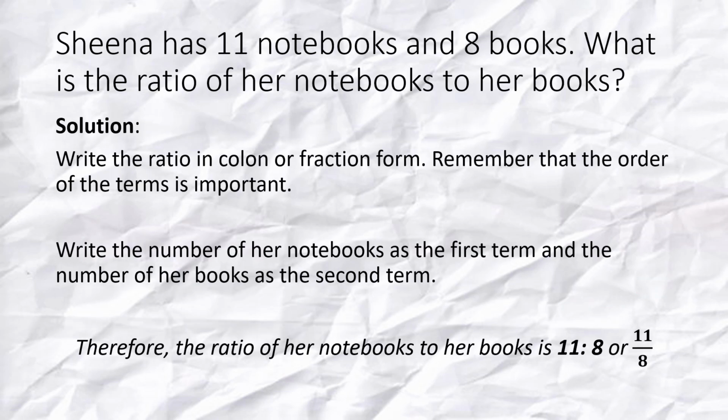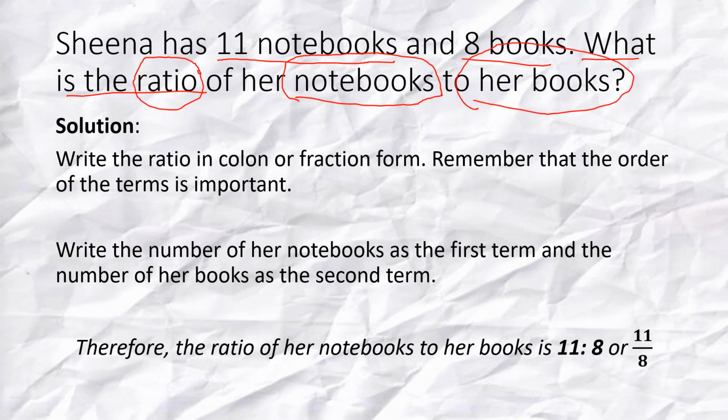Let us have this problem. Sheena has 11 notebooks and 8 books. What is the ratio of her notebooks to her books? So we are looking for the ratio. The solution here is that you have to write the ratio in colon form or in fraction form. Take note that the order of the terms is important.